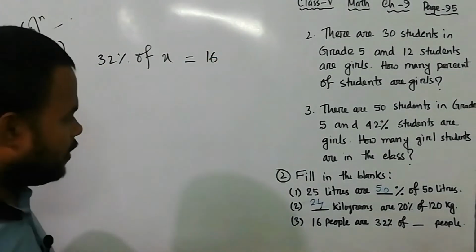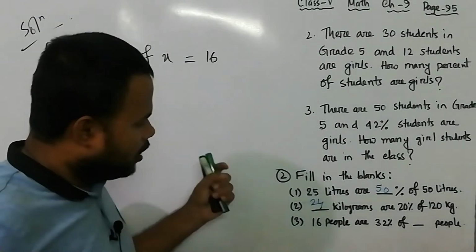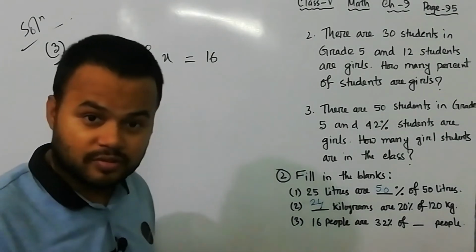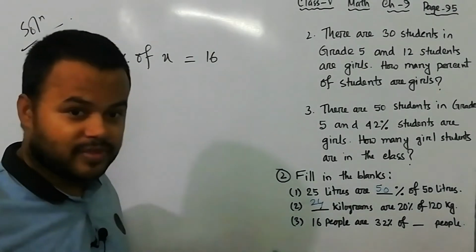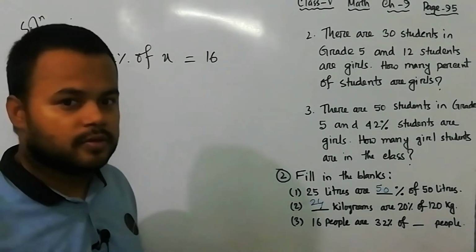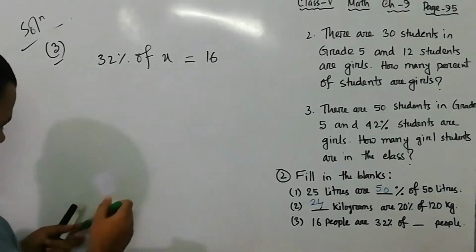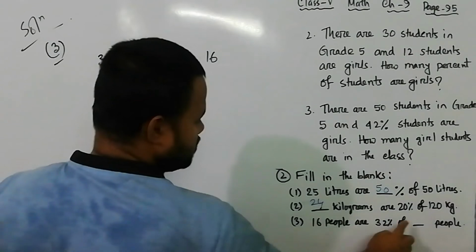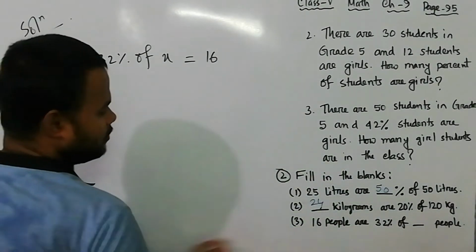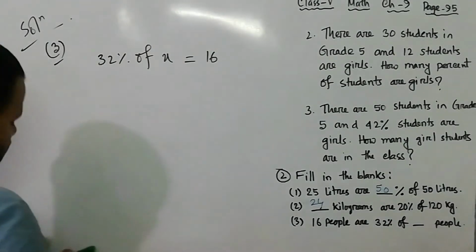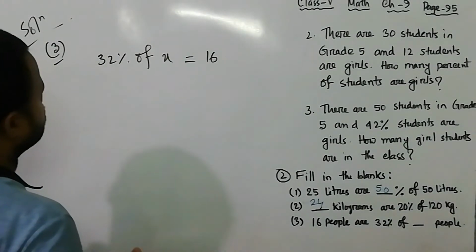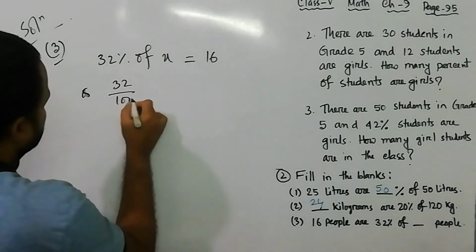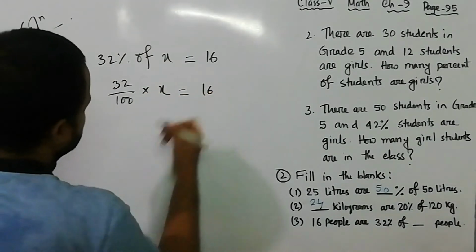If you can make a mathematical sentence from the given problem, then it will be easier for you to solve that question. Now here if we let x, that means 32% of x is equals to 16. Now if we calculate, then we have here 32%, that means 32 by 100 into x equals to 16.